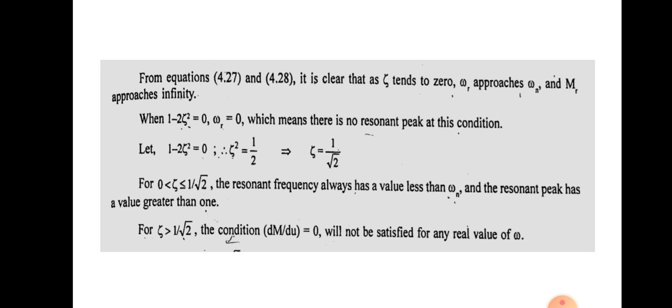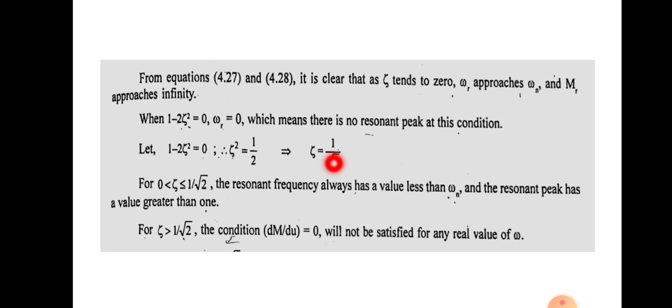Similarly, when 1 minus 2 epsilon square is equal to 0, that is another condition. 1 minus 2 epsilon square equal to 0 means epsilon square will be equal to 1 by 2, and epsilon will be equal to 1 by root 2. That is, its value is equal to 0.707.